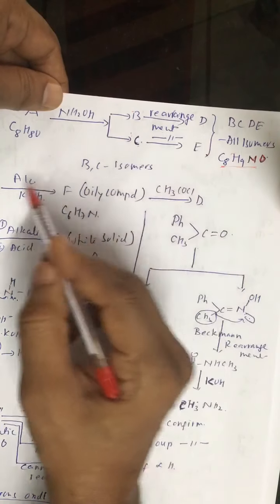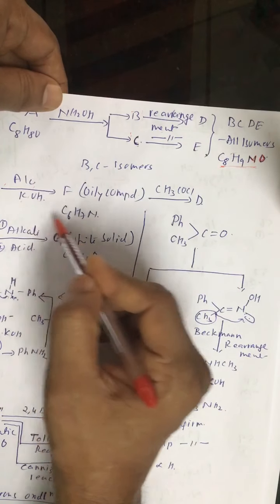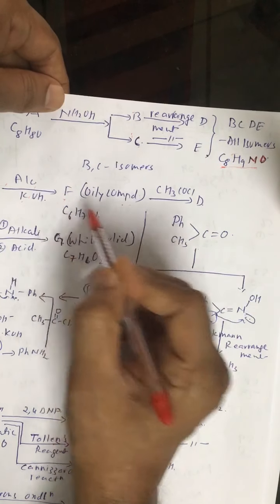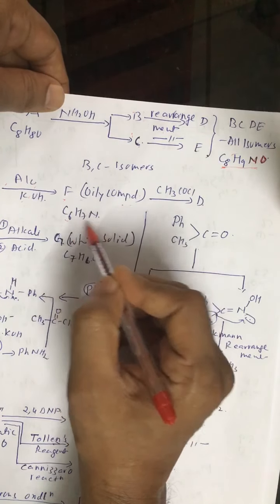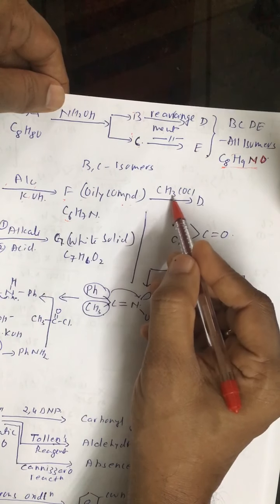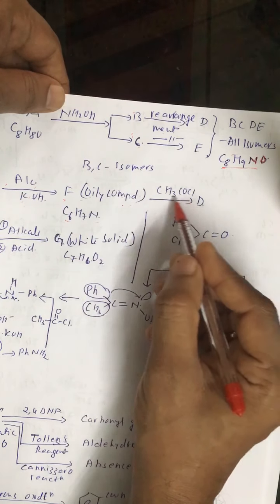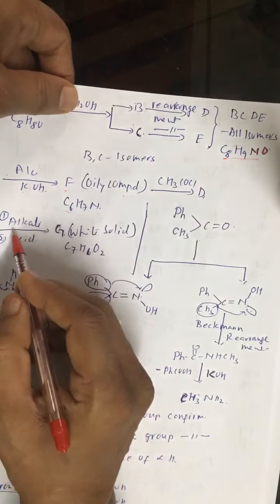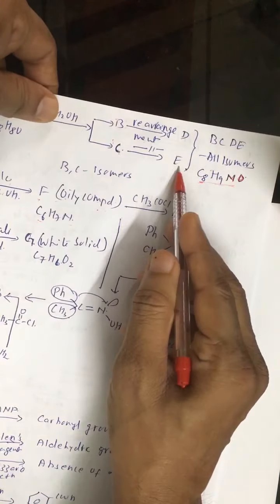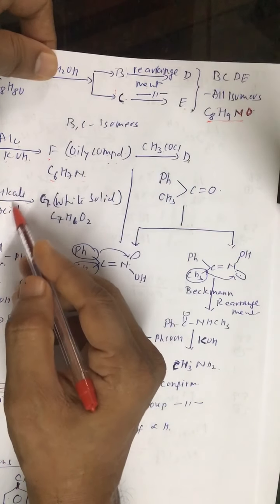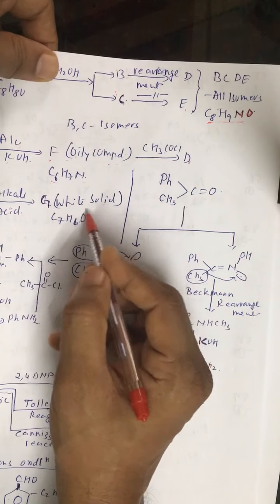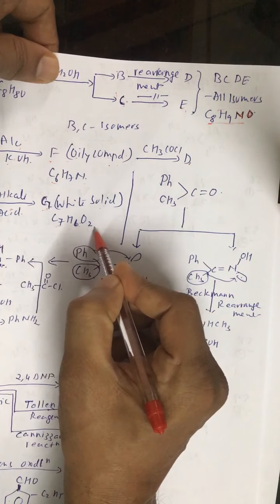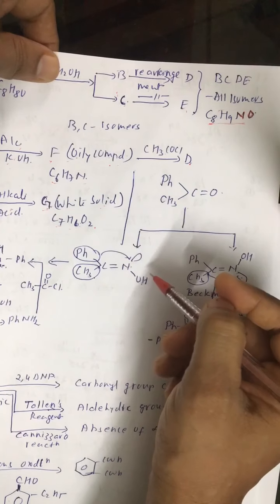Now when D is treated with KOH and then hydrolyzed, initially we get an oily compound F having molecular formula C6H7N, and when this is treated with CH3COCl, we get back D again. Similarly E, when treated with alkali and acid, gives a white solid G having molecular formula C7H6O. We have to identify these compounds.